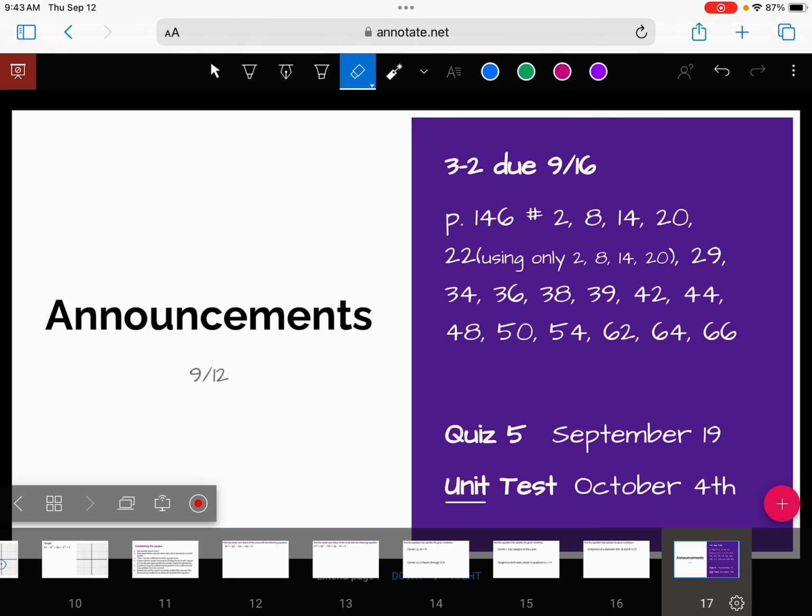All right, 3.2 is going to be due on Monday. We will finish up circles and talk about something else tomorrow. We have another piece of it. This 3.2 covers a lot.